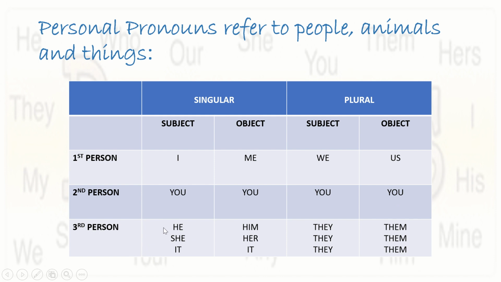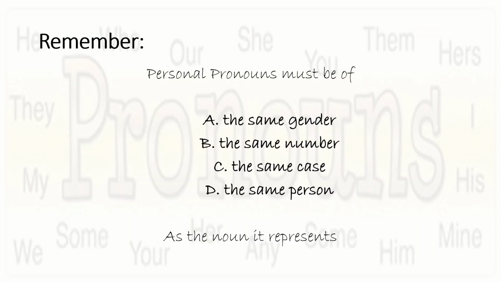In the third person, if you are a boy, you are he. We are talking about he, and the object is him. But in the plural, if he has a friend, it's they and them. She becomes her, and in the plural there also they and them. It also becomes they and them. Alright? So, you need to remember personal pronouns must be of the same gender, same number, same case, and the same person as the noun it represents.